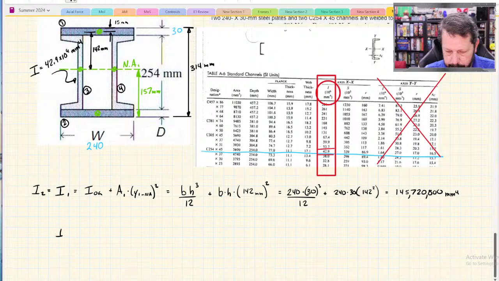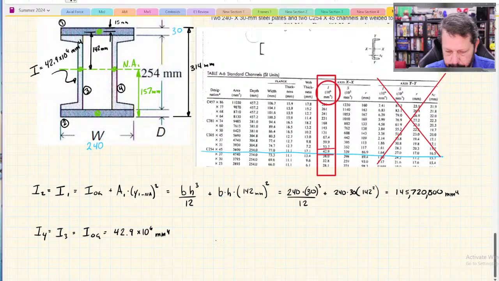Part 3. So we've done 1 and 2. They're the same. Part 3 is just its original value, because the centroid for part 3 is already landing right on the neutral axis. So all I have to do is say that it is 42.9 times 10 to the 6 millimeters to the fourth, and that's just straight out of the chart for the C254 by 45 channel beam. And part 4 is the same thing.